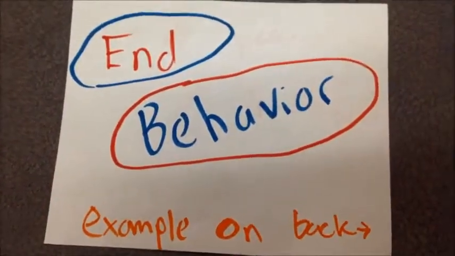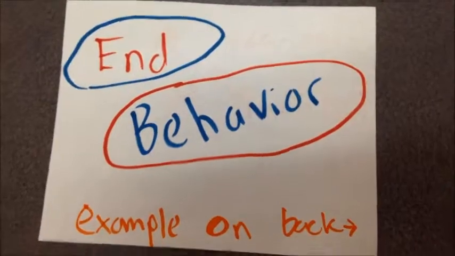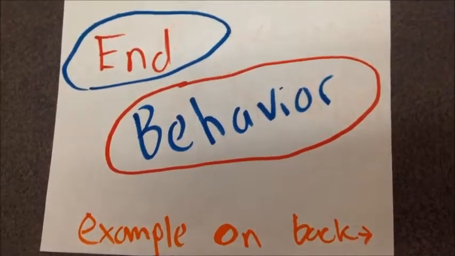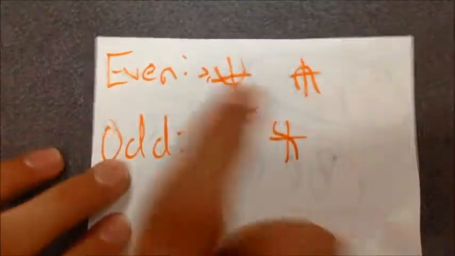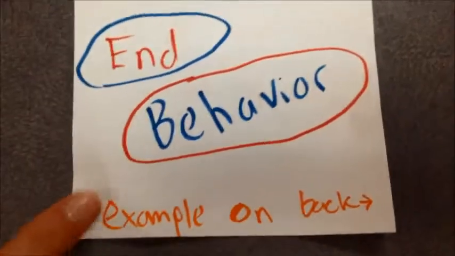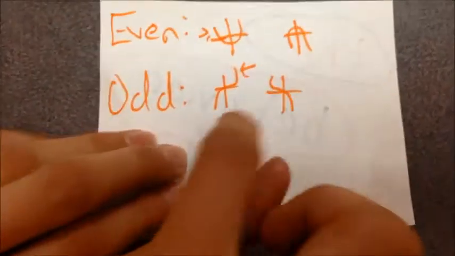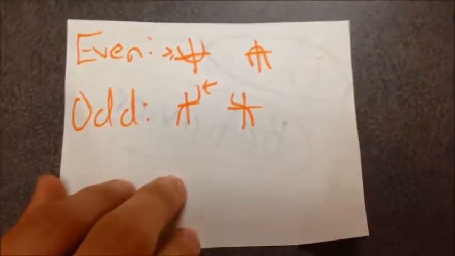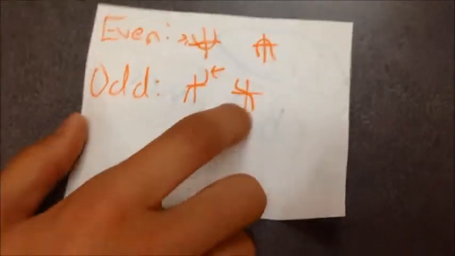End behavior. If the degree of a polynomial is even, then the arms of the graph are either both up or both down, like that. If the degree is odd, then one arm is up and one is down, like that. If the leading coefficient is negative, the right arm is always down, like that.